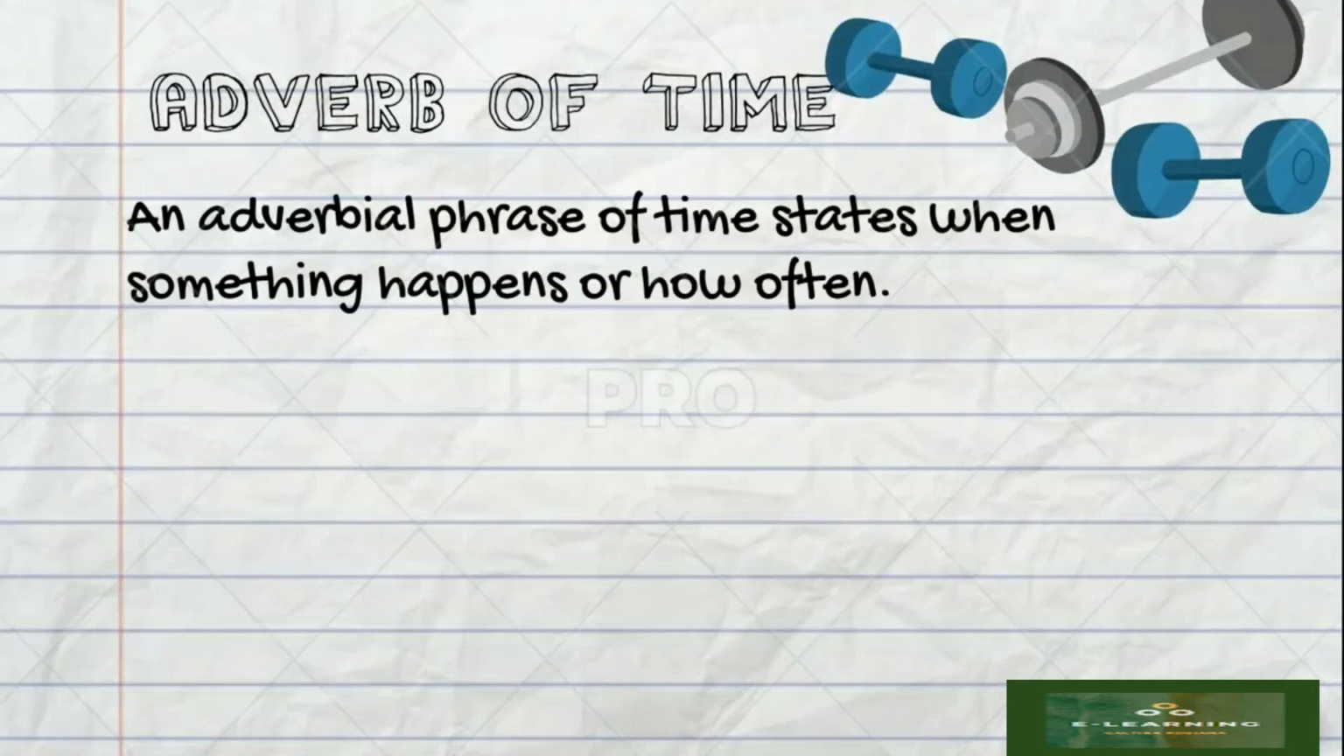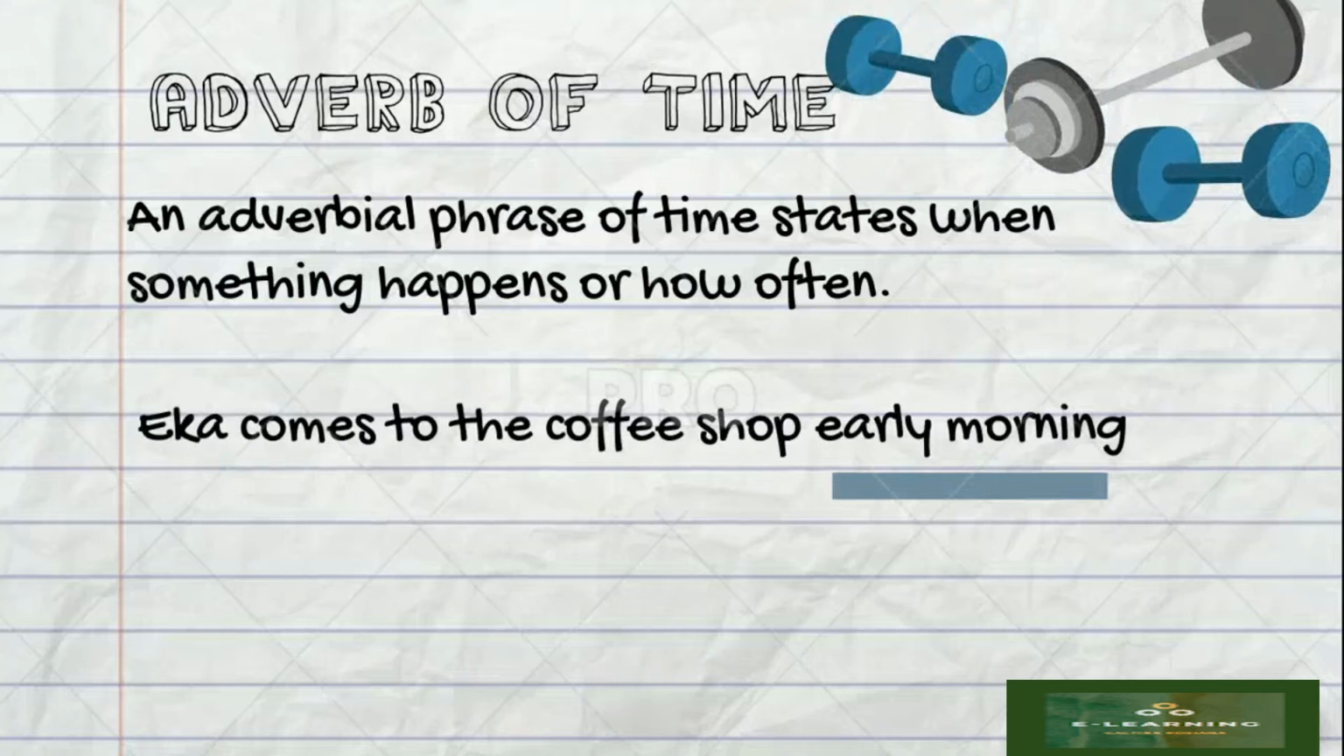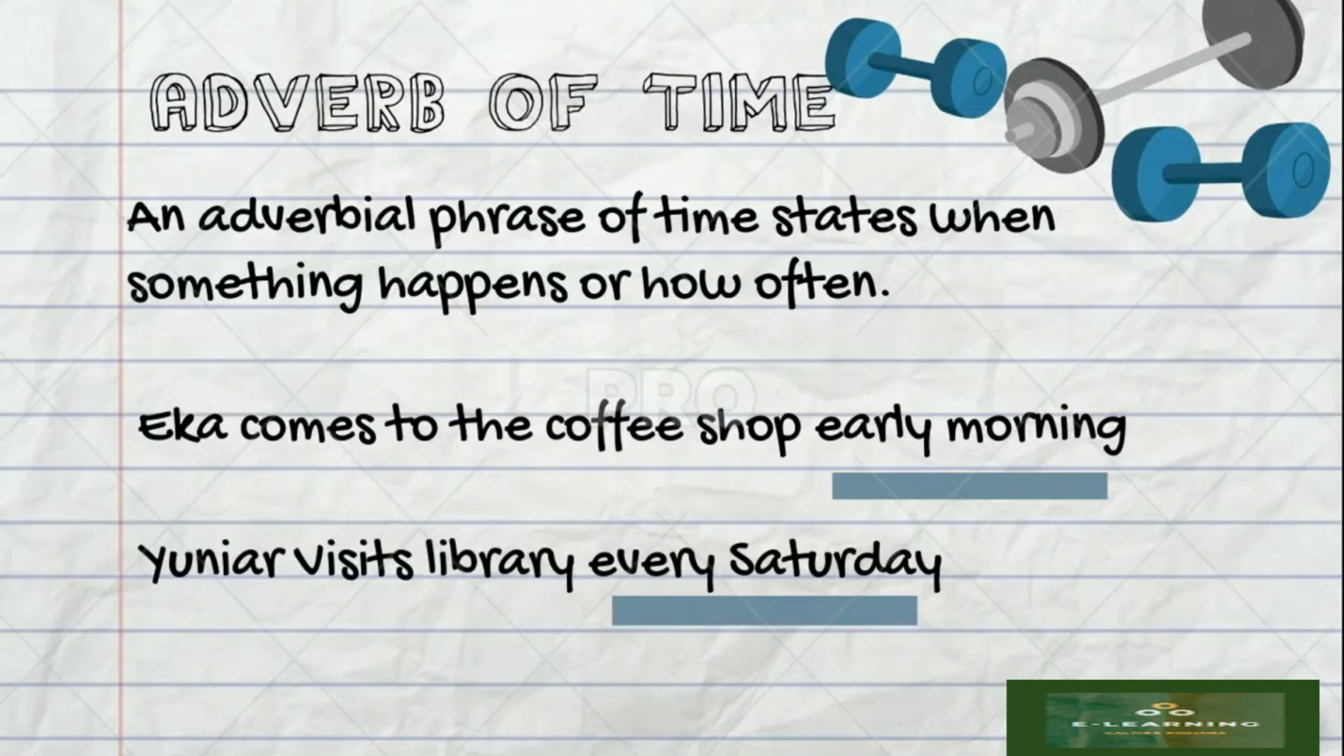Adverbial phrase of time. An adverbial phrase of time states when something happens or how often something happens. The example: Eka comes to the coffee shop early morning. The underlined words are early morning. Early morning is an adverbial phrase of time. When does Eka come to the coffee shop? The answer is the time, early morning. Junior visits the library every Saturday. Every Saturday is the underlined phrase. It's a kind of adverbial phrase of time. In this sentence, when does Junior visit the library? The answer is every Saturday.